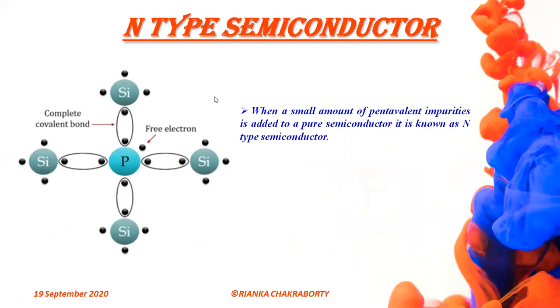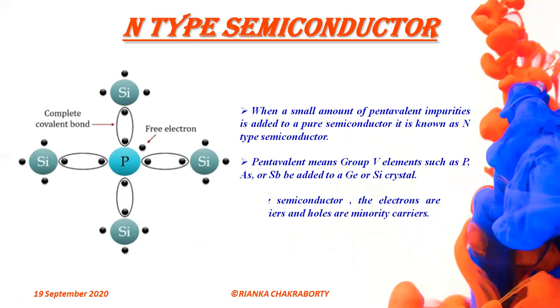So, we know that when a small amount of pentavalent impurity is added to a pure semiconductor, it is known as an N-type semiconductor. In an N-type semiconductor, the electrons are the majority carriers and holes are the minority carriers.